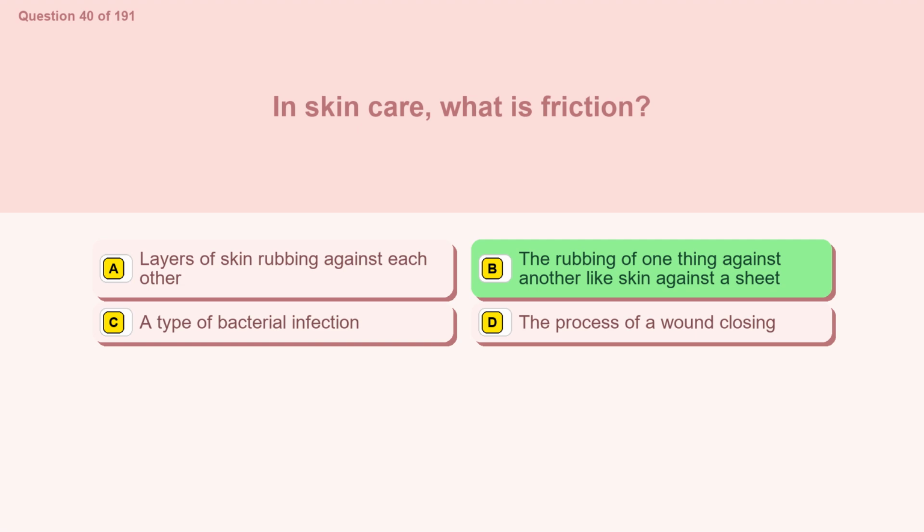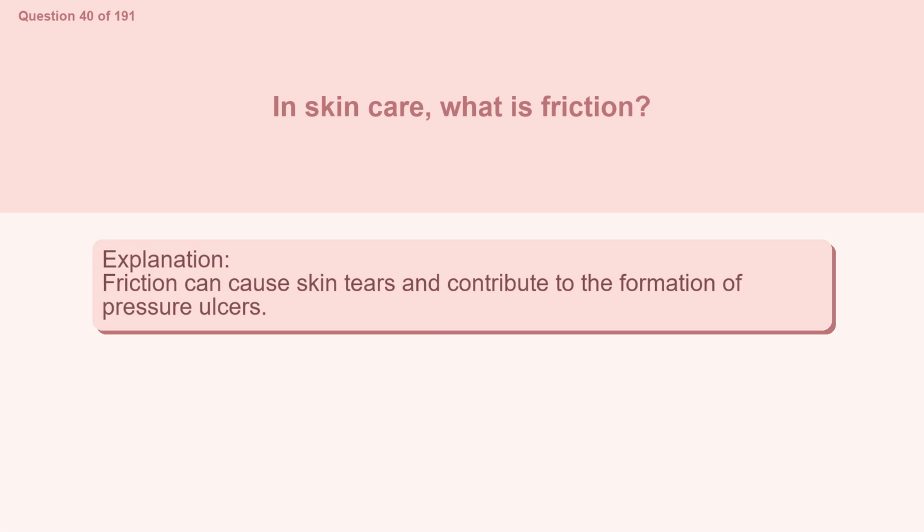The correct answer is option B. The rubbing of one thing against another, like skin against a sheet. Friction can cause skin tears and contribute to the formation of pressure ulcers.